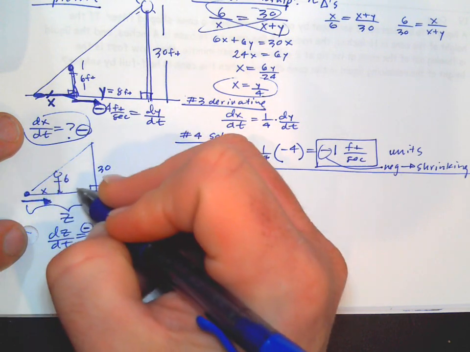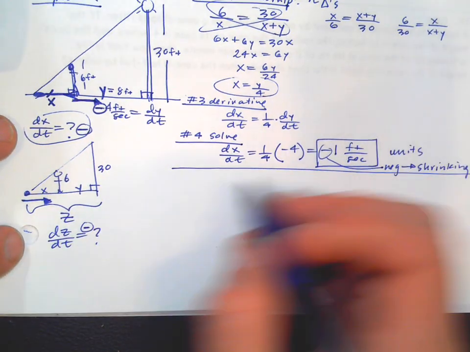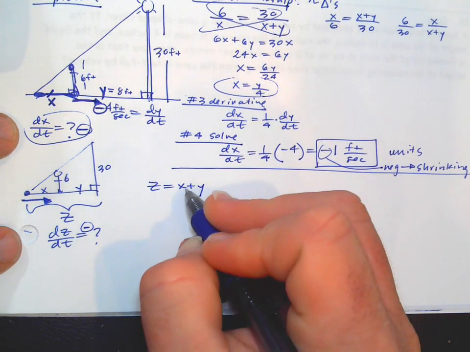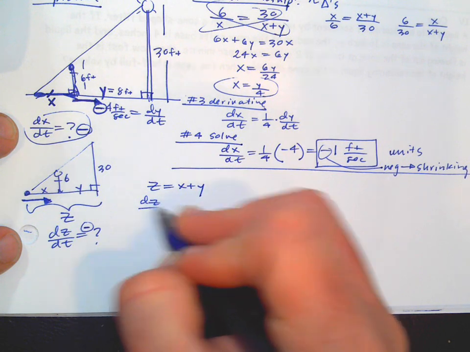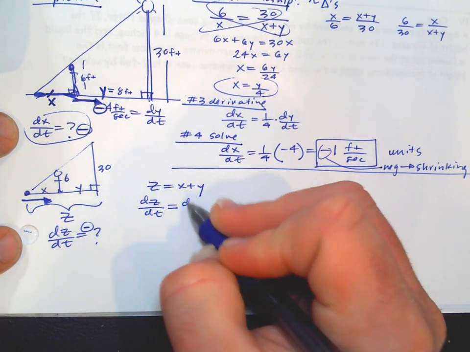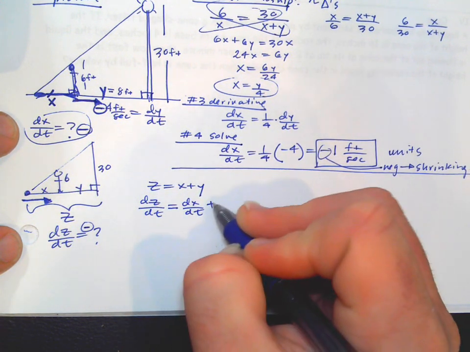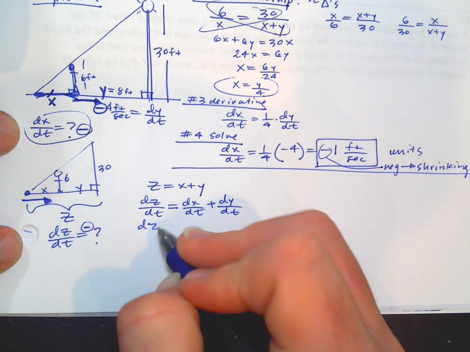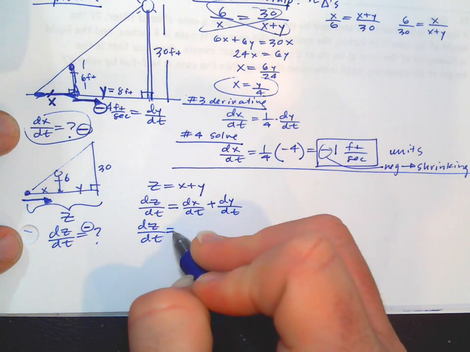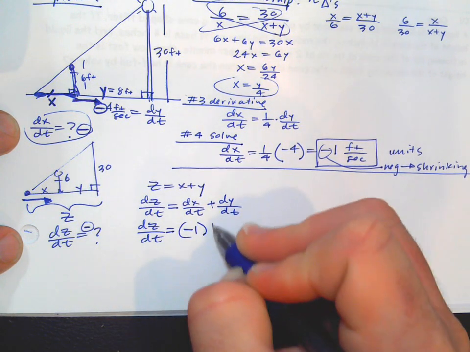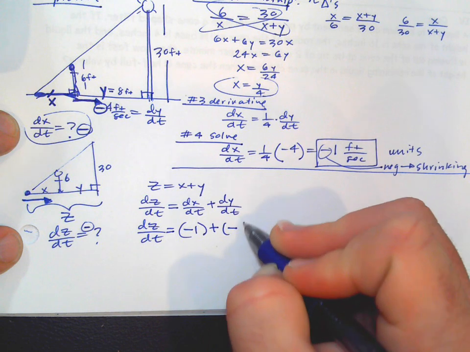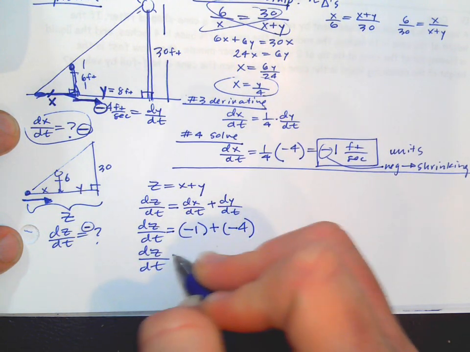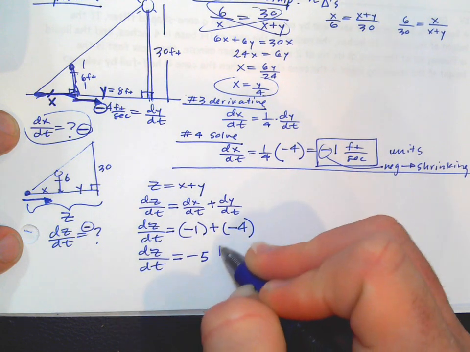we can still use our x and y because we have those. And I would say z equals x plus y, which is perfect because I have dx/dt and dy/dt. So I'm going to do dz/dt equals dx/dt plus dy/dt. And so dx/dt we found in the last problem was -1, and dy/dt was given to us originally, which we said was -4. So dz/dt equals -5. The units are feet per second.